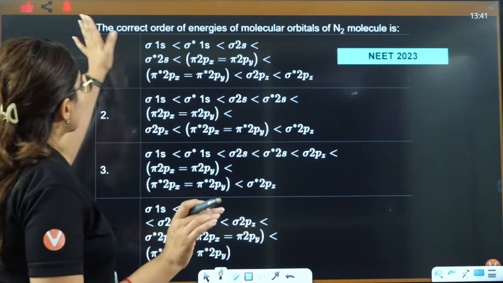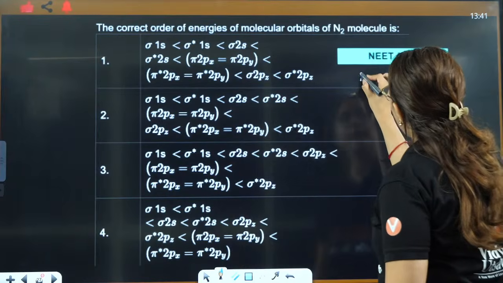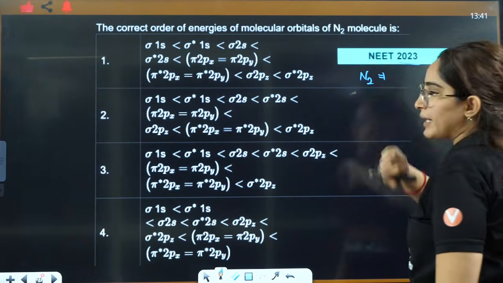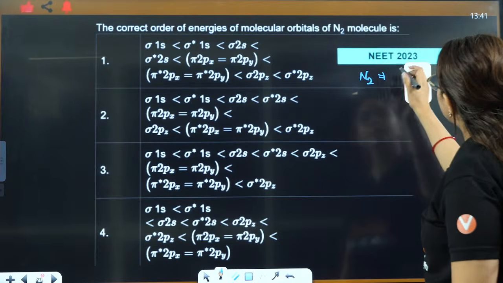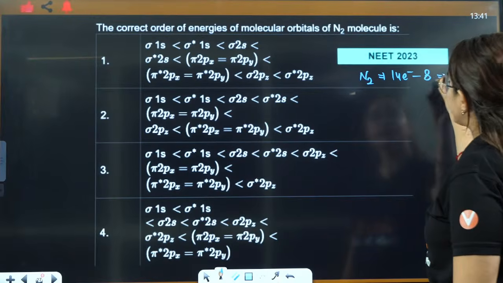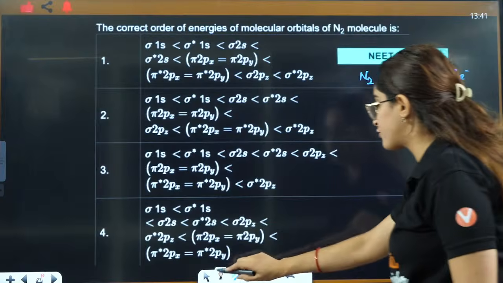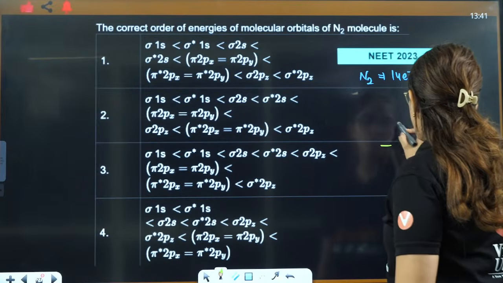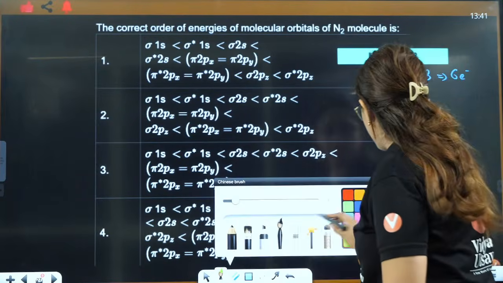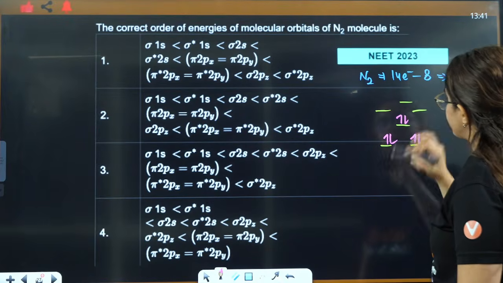The correct order of energies of molecular orbitals of N2, how will you write it? N2 is a 2023 question. See how you will do it. 14 electrons, right? 14 minus 8 is how many electrons? That is 6 electrons. So 6 electrons you have to fill. Equal means 2, 1, 2, 1. So you will fill 6 electrons: 1, 2, 3, 4, 5, 6.